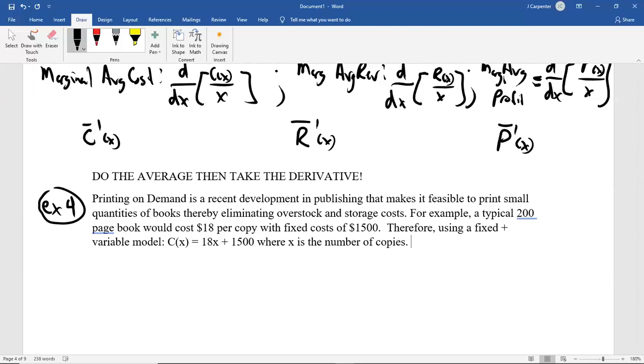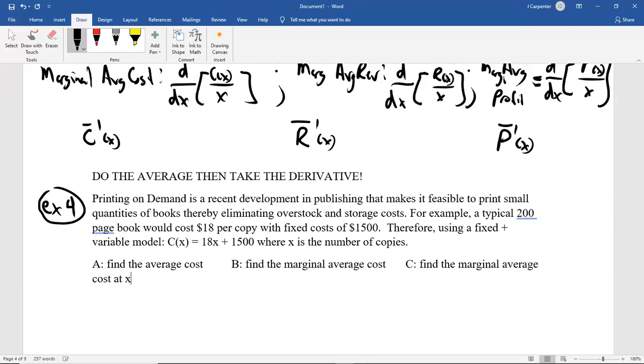Number of books, number of copies, whatever. What we want to do is, A, find the average cost. B, find the marginal average cost. C, find the marginal average cost at X equals 100, and interpret.